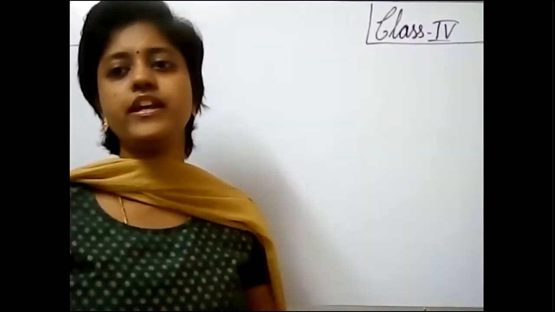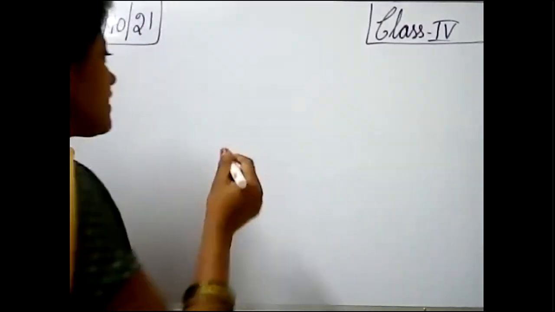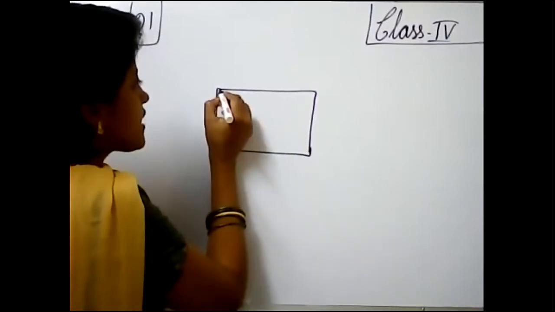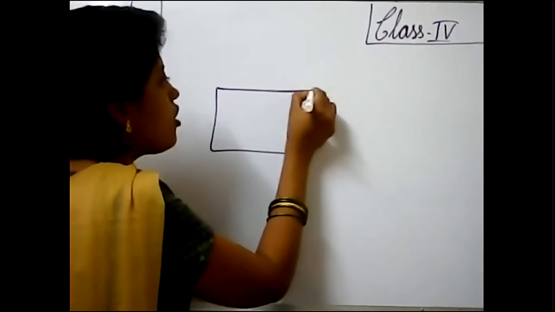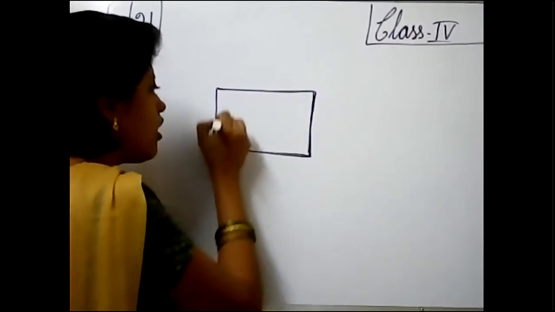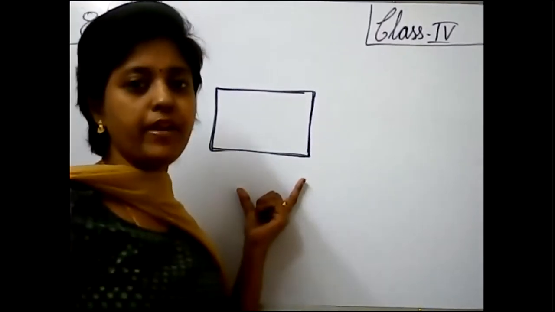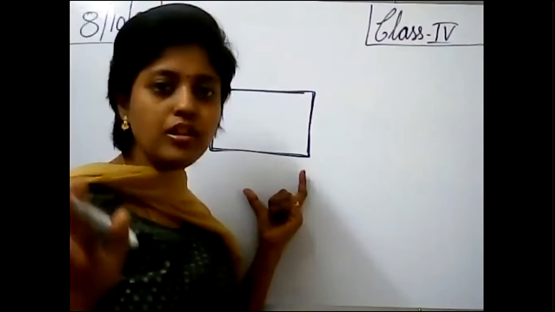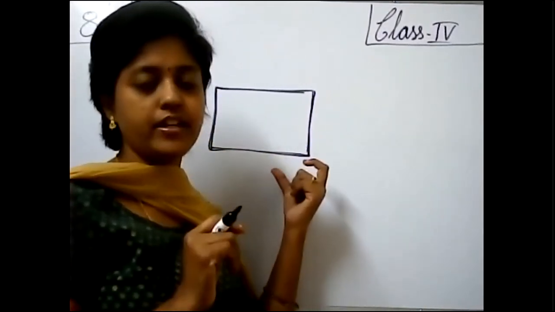Otherwise, you can say the length of the boundary of a closed figure is the sum of all the sides. Listen, children. Sum of all the sides. Sum means what? Add. Sum of all the sides of an enclosed figure is called perimeter. What is perimeter, children? Sum of all the sides of an enclosed figure is called perimeter.